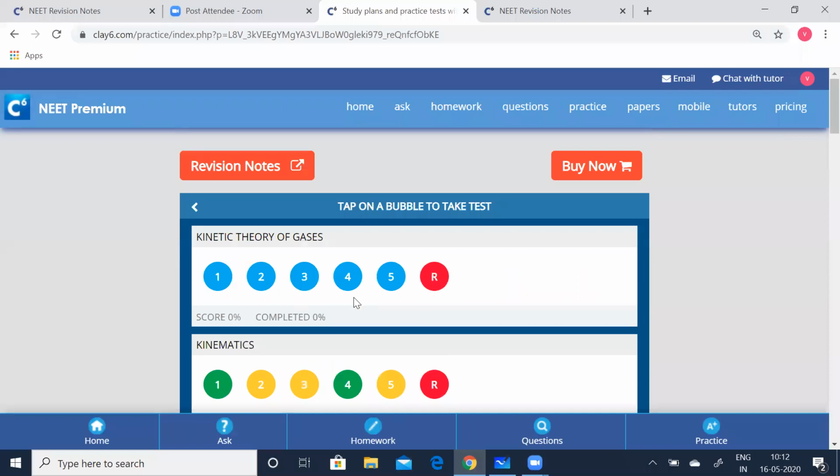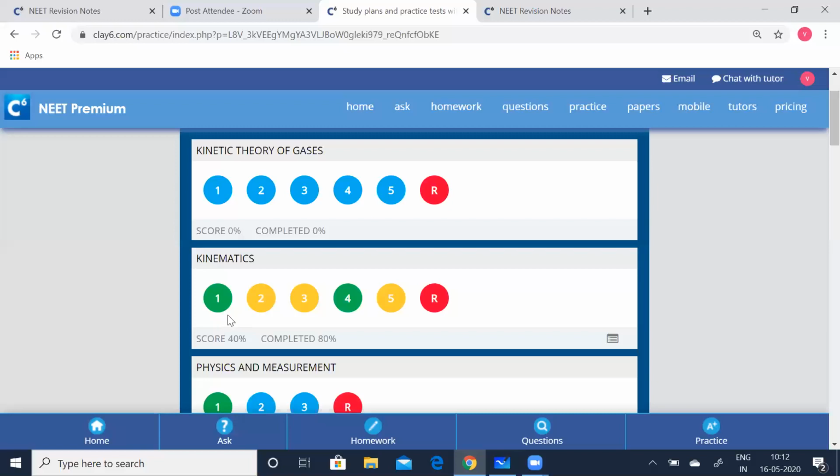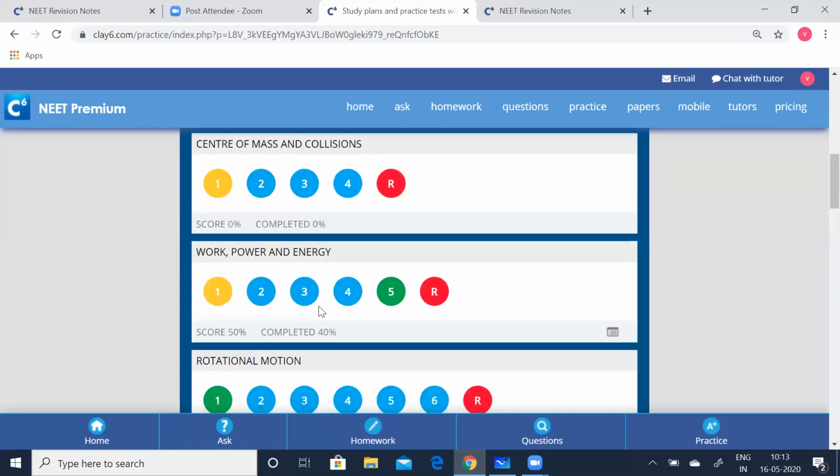Blue bubble says that you have not taken the test. You are yet to take the test. Red is the random test which you can take again and again. Green indicates that you have taken the test already. Even if you have taken the test already, you can take it any number of times. Go to the NEET revision notes, make yourself thorough with the concepts and all the formulae. Then attempt the test. Yellow says it is the incomplete test. You can complete it.